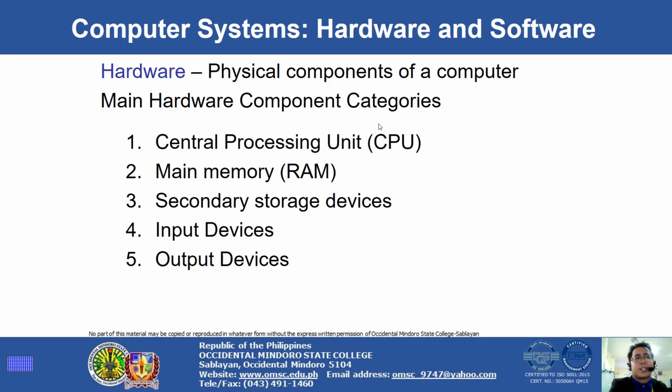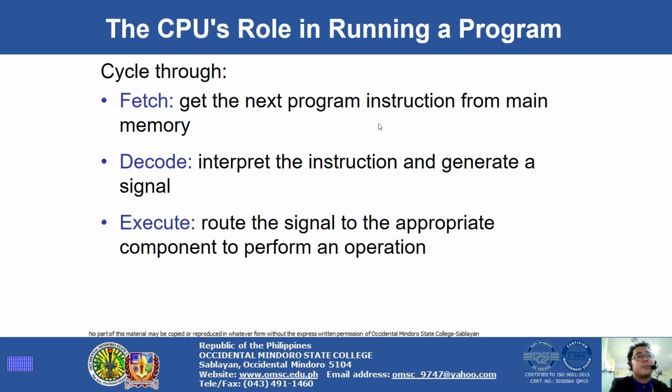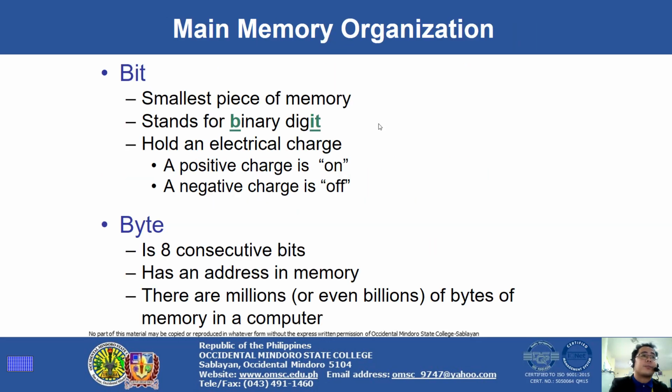We also discussed the components of the computer system, its hardware and software. We have the central processing unit, the main memory, the secondary storage, the input devices and output devices. We have the control unit and the arithmetic logic unit of the CPU. When we say control unit, we are referring to fetch, decode and execution. The arithmetic logic unit will perform different arithmetic operations such as addition, subtraction, division and multiplication. We also discussed the CPU's role in running a program. Ano ba yung nangyayari kapag nagra-run tayo ng program? We have fetch, decode and execute.